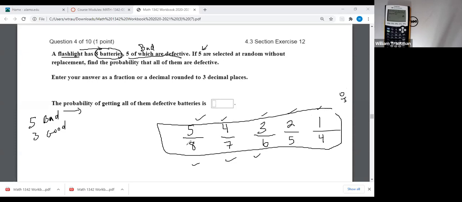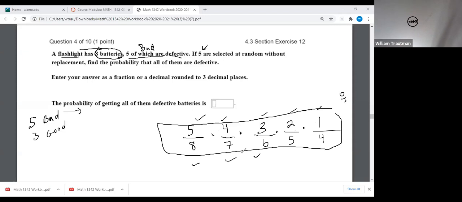There were 5 out of 8 to begin with. We threw 1 away. There's only 4 out of 7 left that are bad. Then there was 3 out of 6, 2 out of 5, and 1 out of 4. And yes, we do have to multiply all of these. And it says round to 3 decimal places. 5 divided by 8 times 4 divided by 7 times 3 divided by 6 times 2 divided by 5 times 1 divided by 4.